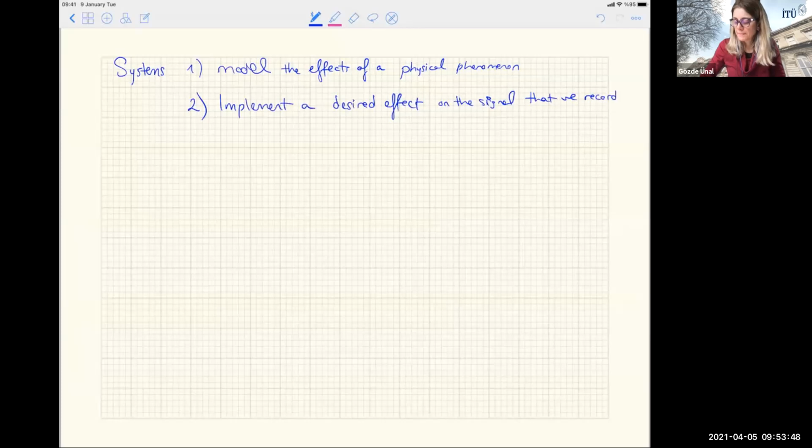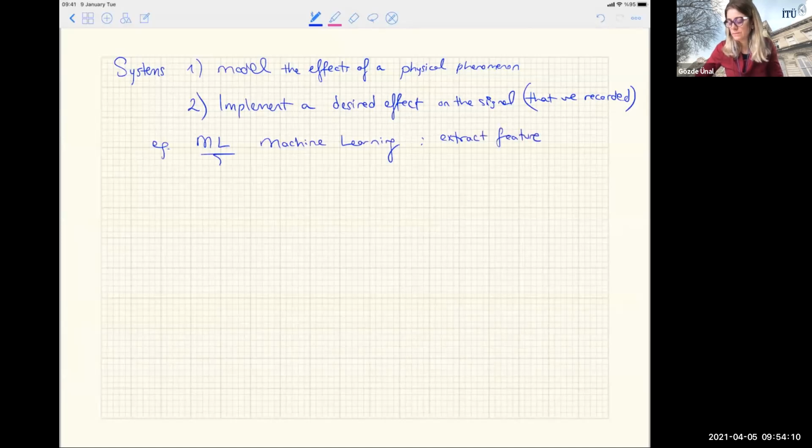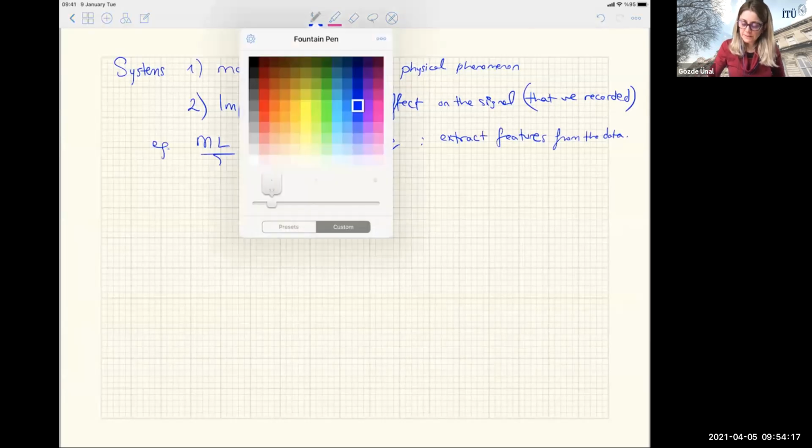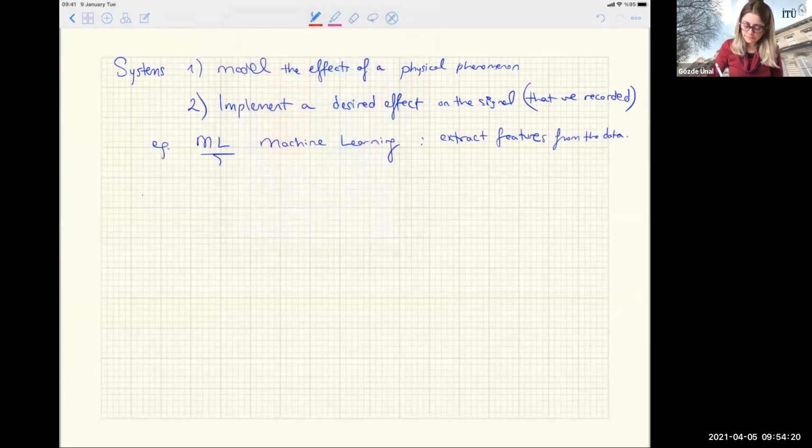Machine learning systems are an example, e.g. machine learning systems. They implement a desired effect, for instance, on the data. For instance, they extract features from the data, right? That's a feature extraction system from the data. Okay, so now we start, guys, with discrete time systems.